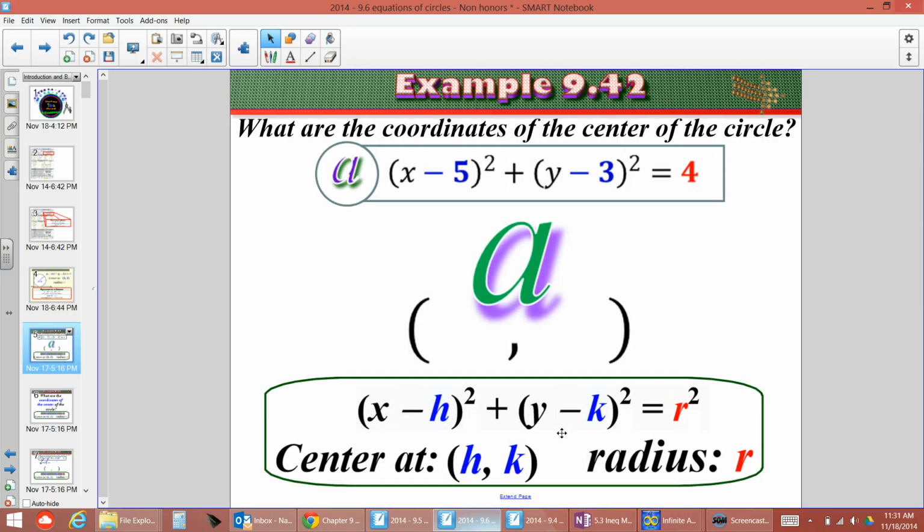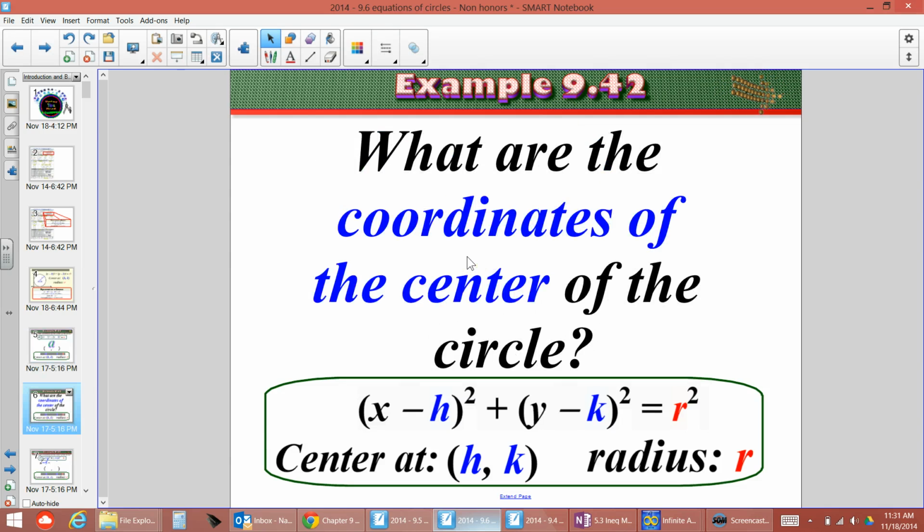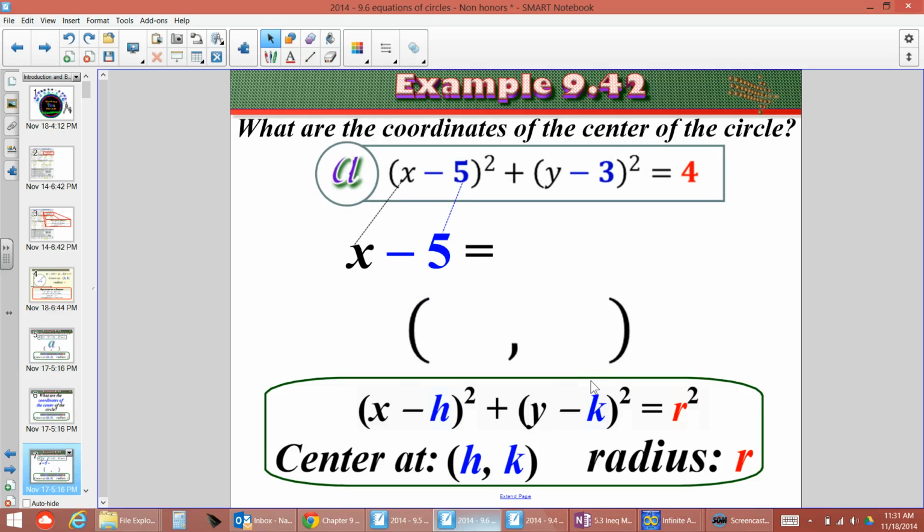If we're looking at what are the coordinates of the center of this circle, I give you the equation, and I want you to tell me what the center is. We look at the coordinates, okay? The coordinates are h and k. They go in these two locations. So I say, all right, I've got x minus 5. That should look like x minus h.